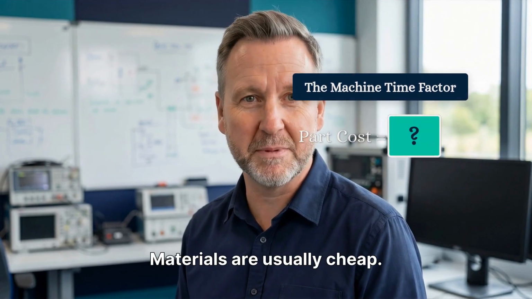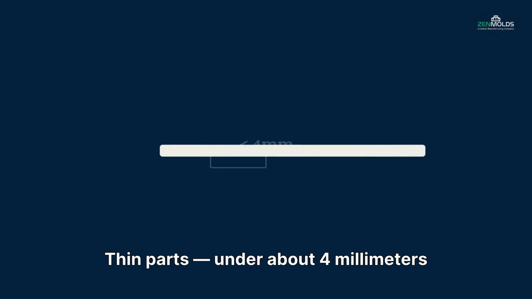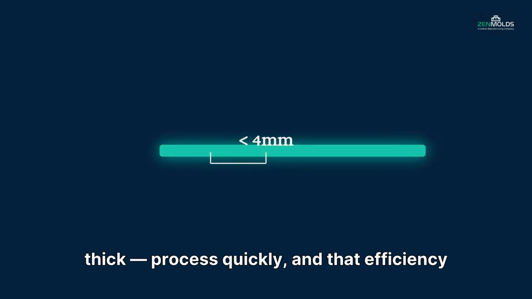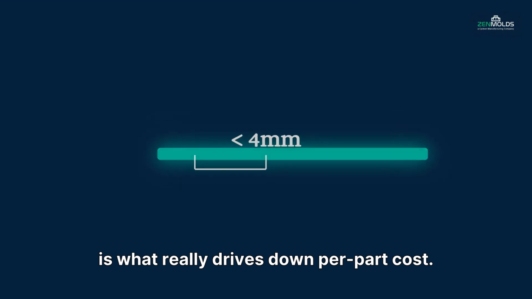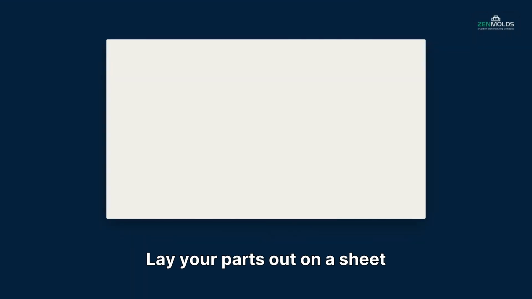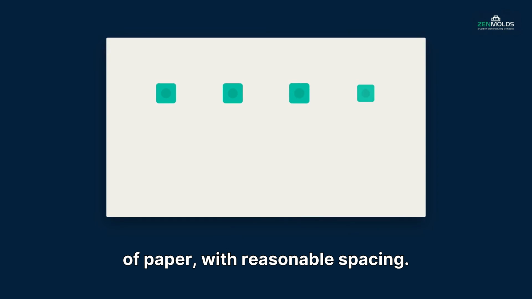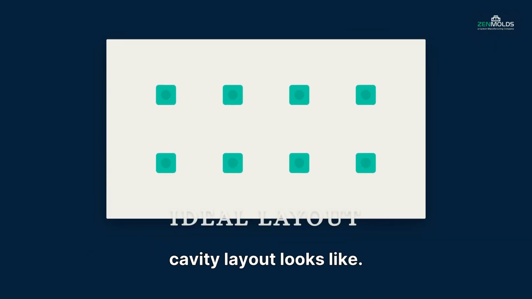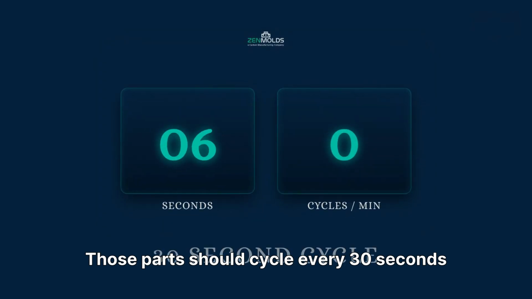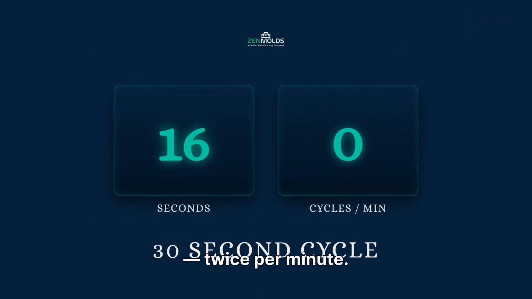Materials are usually cheap. Thin parts, under about 4 millimeters thick, process quickly, and that efficiency is what really drives down per part cost. Here's the test. Lay your parts out on a sheet of paper with reasonable spacing. That's roughly what a real production mold cavity layout looks like. Those parts should cycle every 30 seconds, twice per minute.